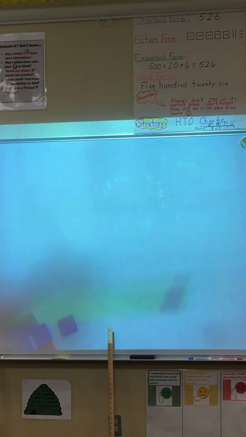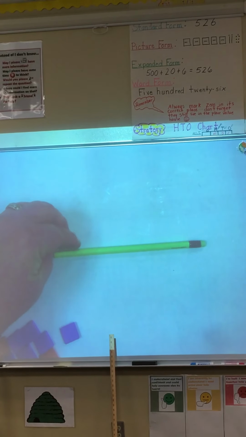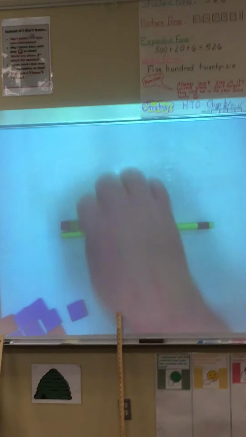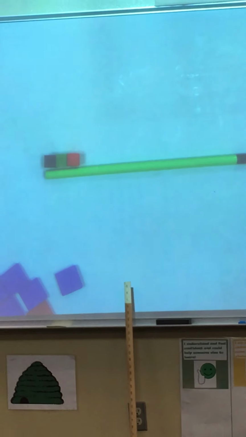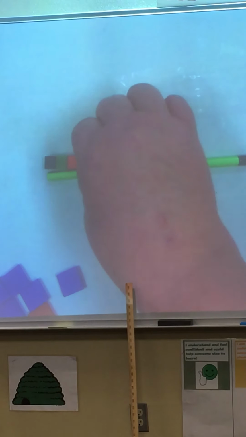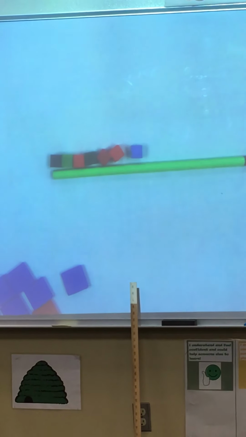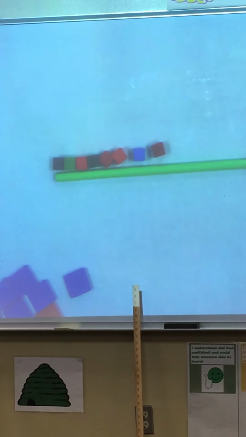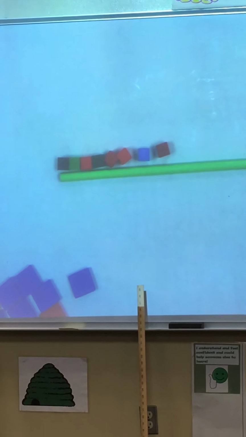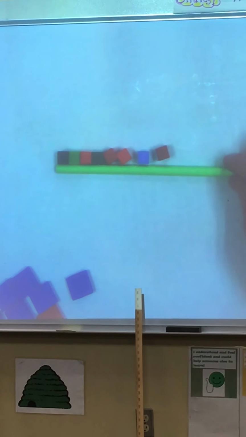Alright, if I'm measuring this pencil and I start measuring with centimeter cubes, I've got 1, 2, 3, 4, 5, 6, 7, 8. That takes forever. Do you think it's going to take too long? That's a lot. That's a lot of work. That doesn't look very well done either, does it? No, because they have to be touching.